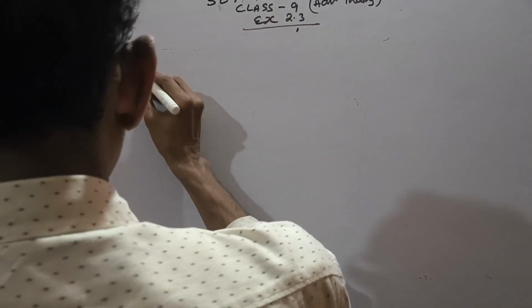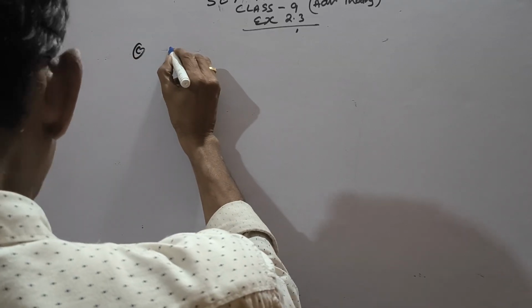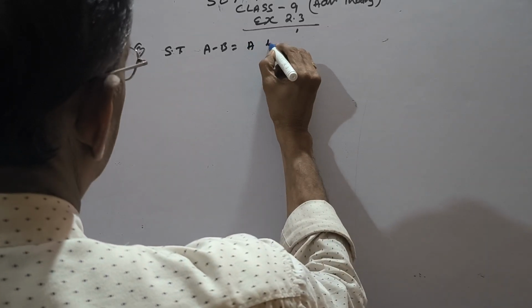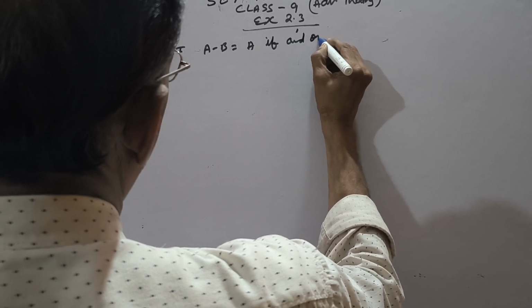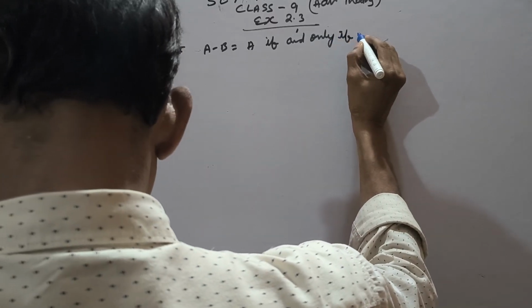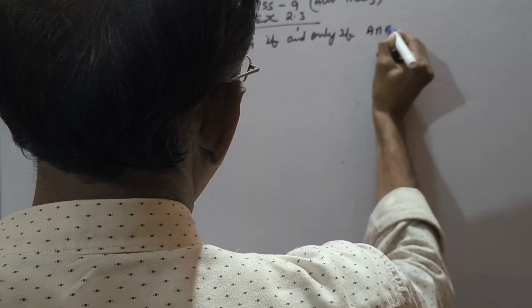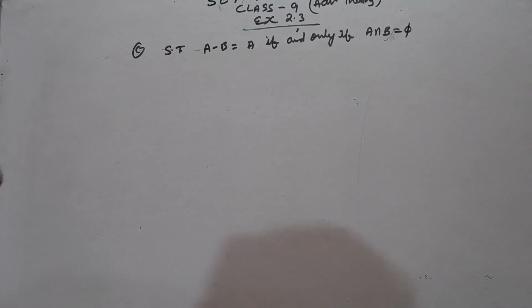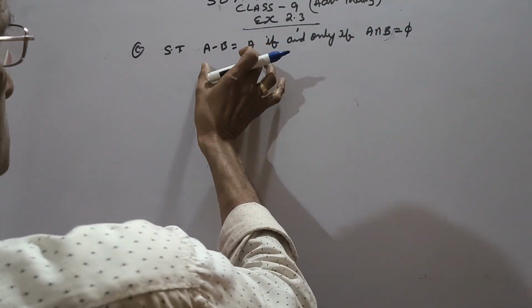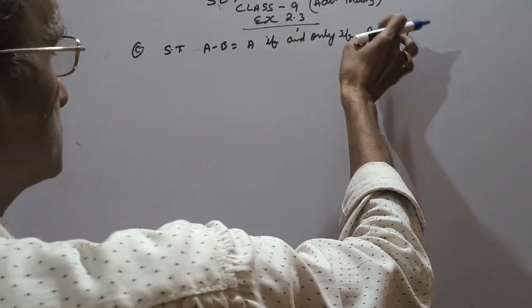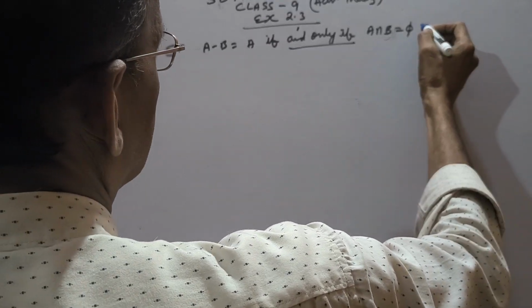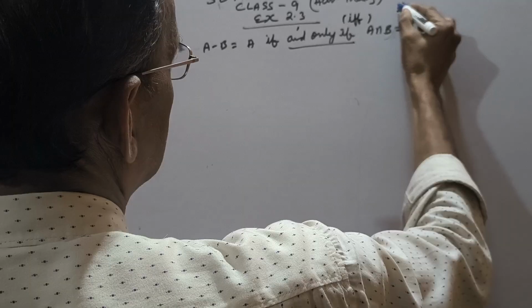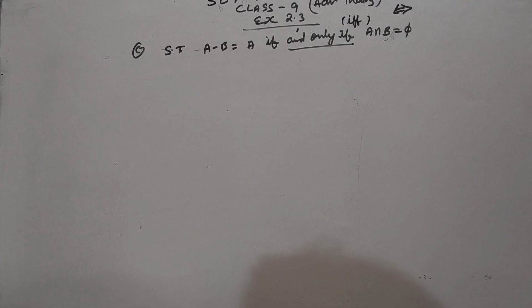What is next? Remember. The question is: A minus B equal to A if and only if A intersection B equal to phi. So the meaning of the question is, if you take this, you need to prove this. If you take this, you need to prove this. Both ways. If and only if is the both-way implication symbol. Okay?